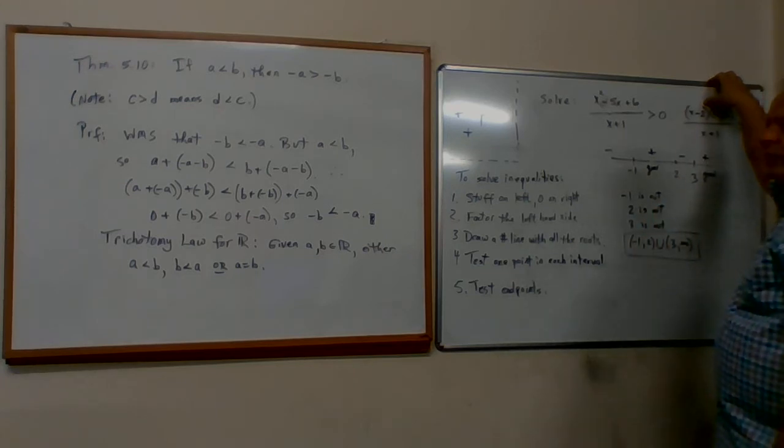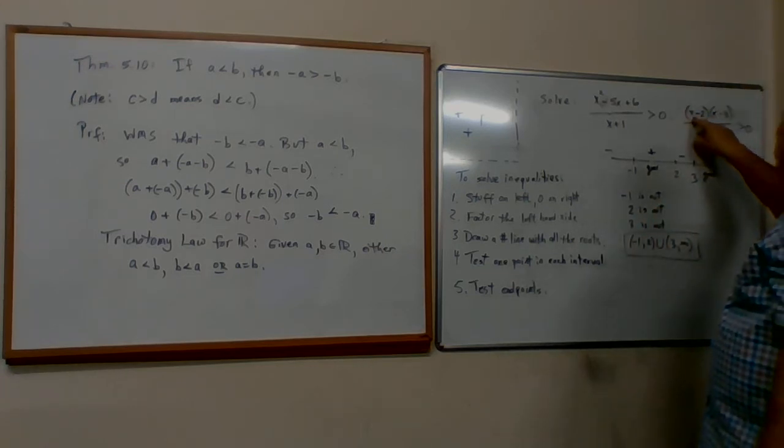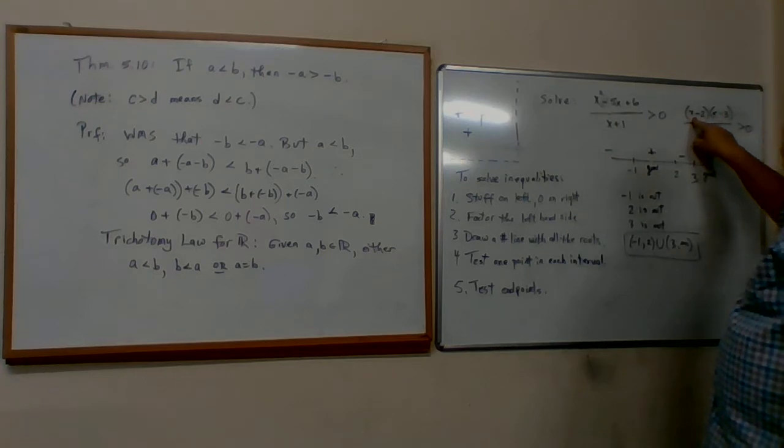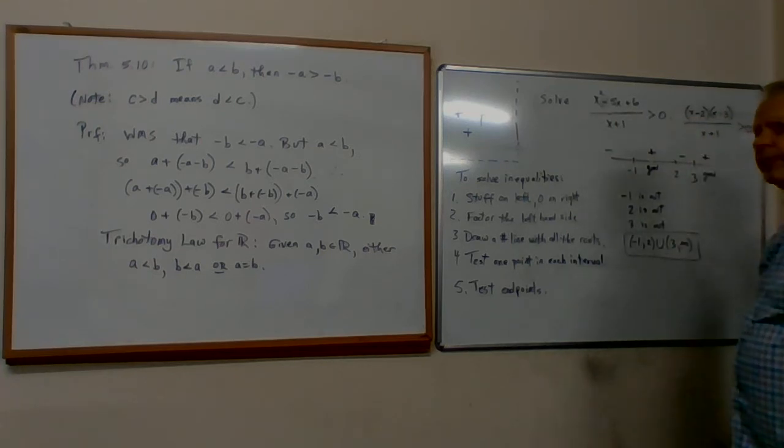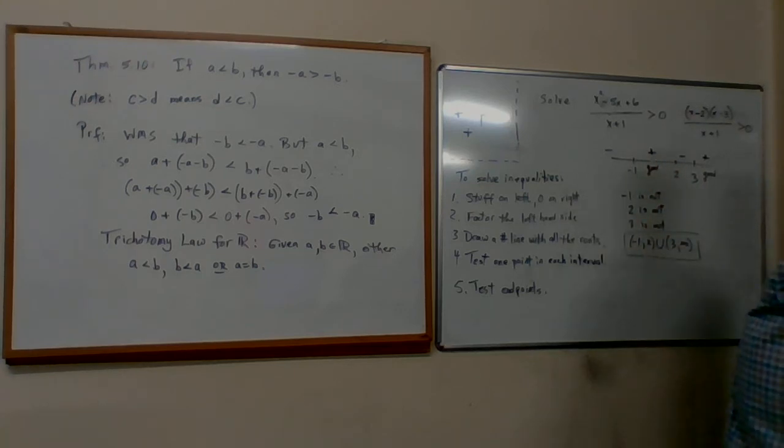First-degree polynomials. X minus 2 is a polynomial of degree 1. This is a polynomial of degree 1. This is a polynomial of degree 1. If that happens, once it's factored all the way to the bones, then the process becomes easier.